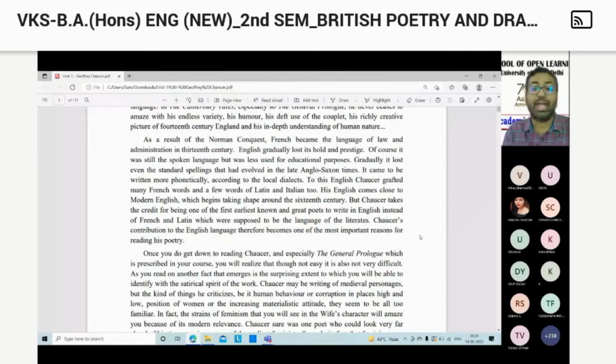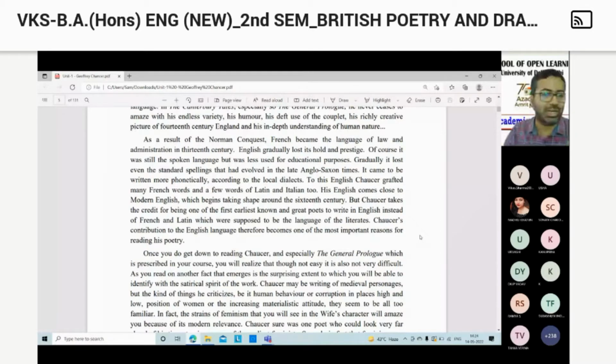His English became close to modern English, which begins taking shape around the 16th century. But Chaucer takes the credit for being one of the earliest known and great poets to write in English instead of French and Latin, which was supposed to be the language of the literates. So he chose a form of English that was a mixture of French and Italian. So his language is quite different.